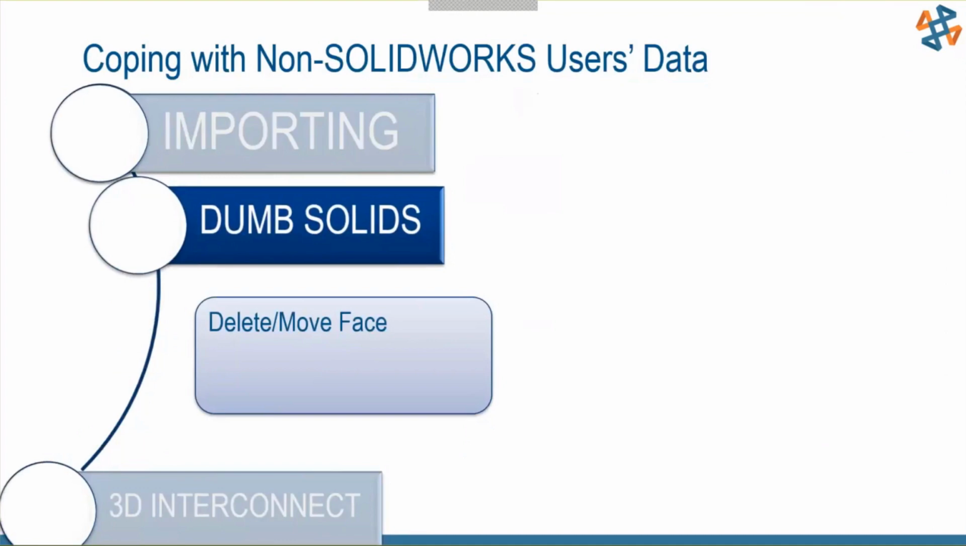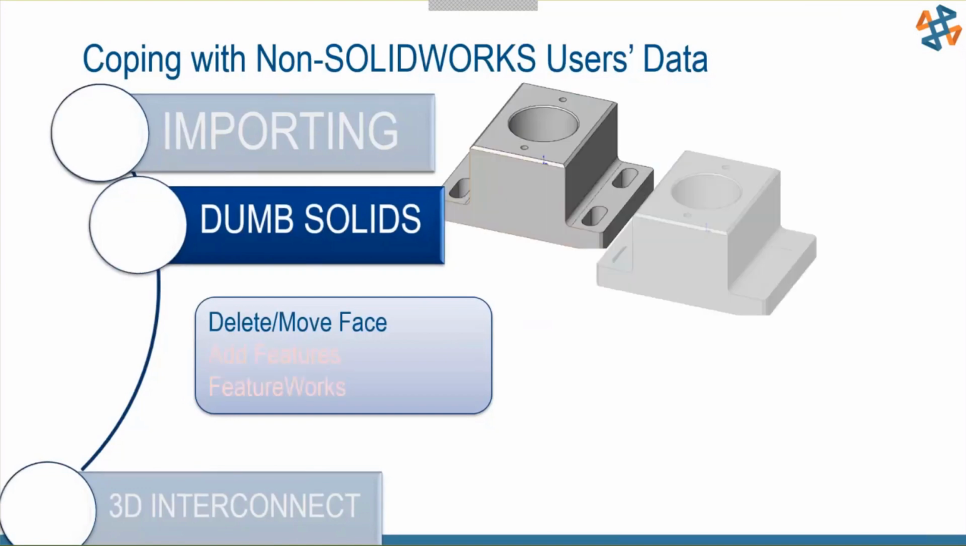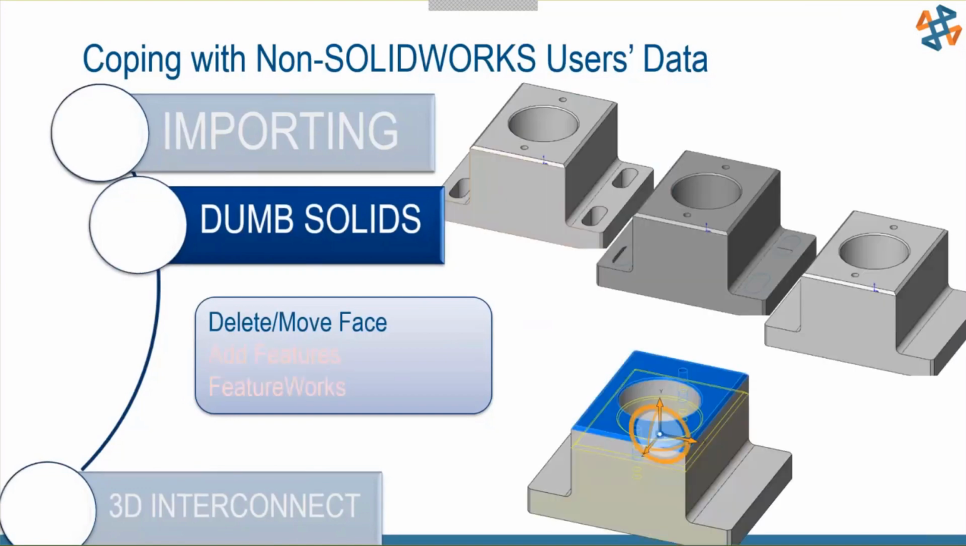And even though there isn't a feature tree, you can still really manipulate the geometry with tools like delete face or move face. You can add additional features. You can even pull out geometry from the end shape and add them as features that we want for our tree. So let's take a look at manipulation with delete and move face.